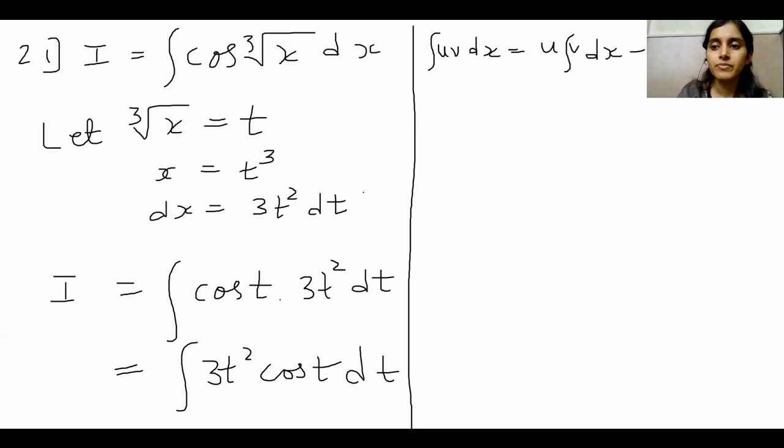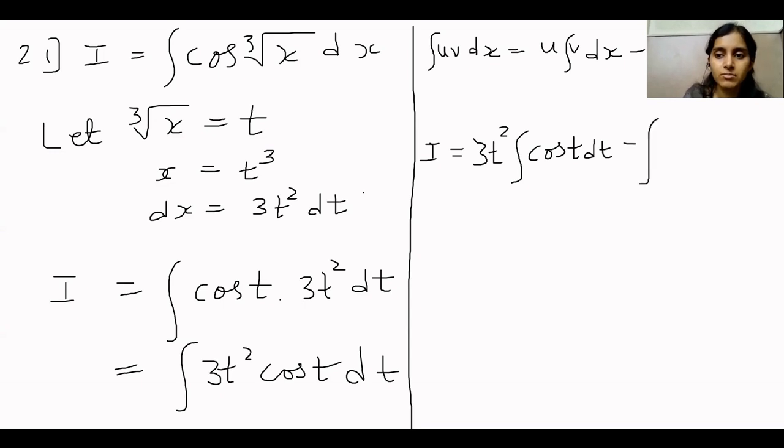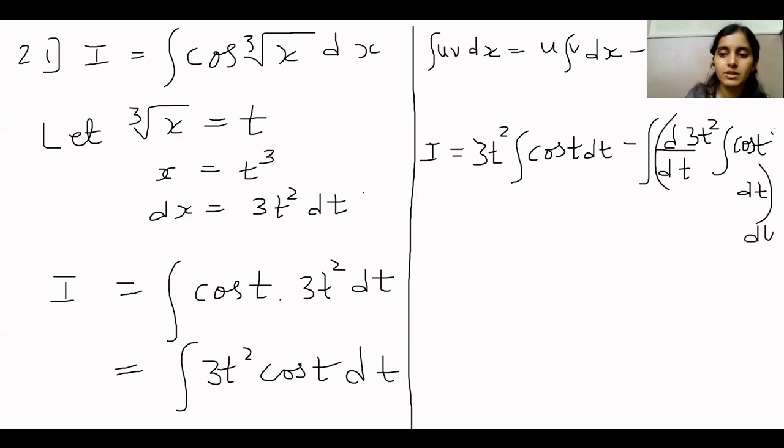Okay, now let us use the formula for I. So I will be equal to u integral v dx, first term as it is 3t square, integration of cos t dt, minus integration of d by dt of 3t square, integration of cos t dt, and this whole thing multiplied by dt again.